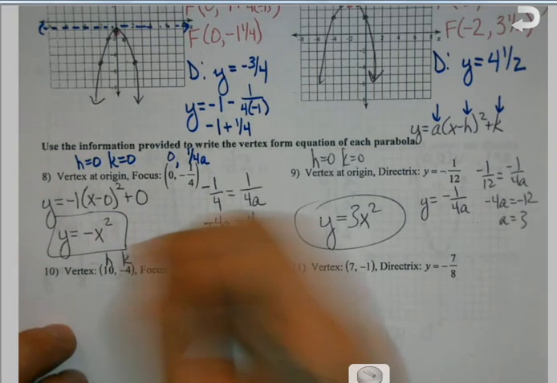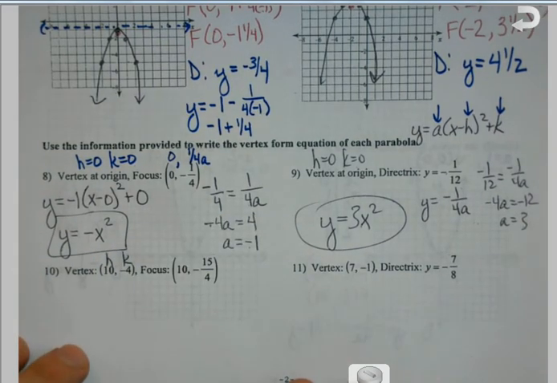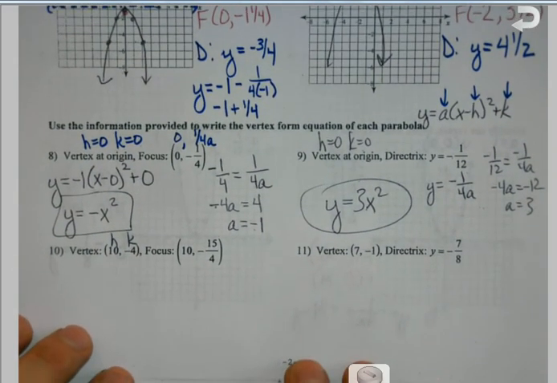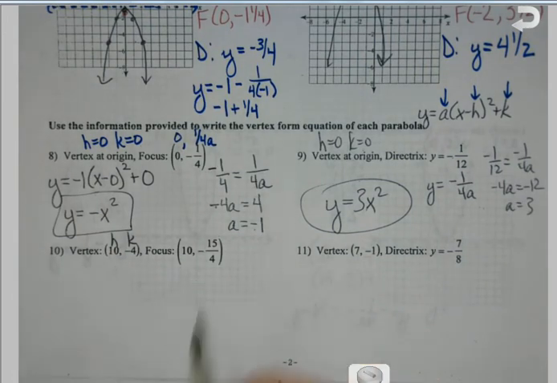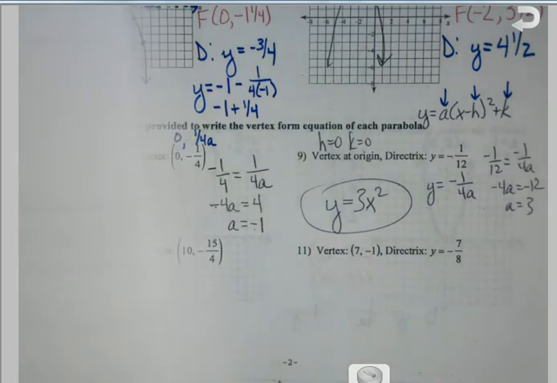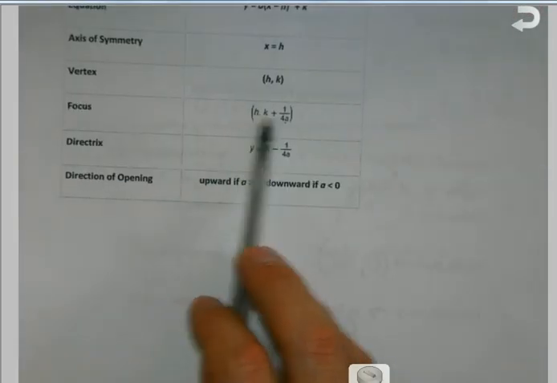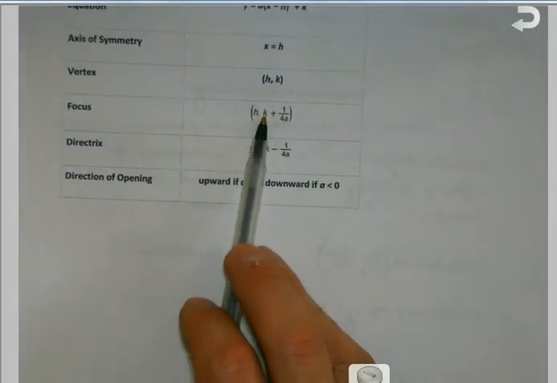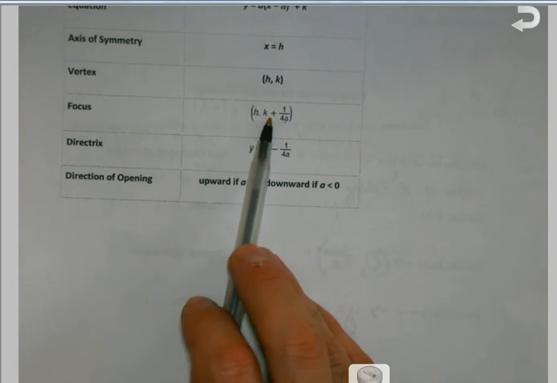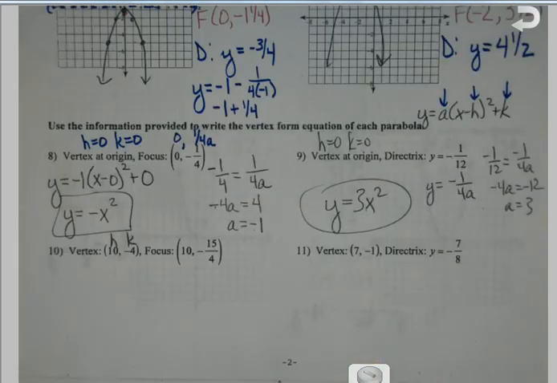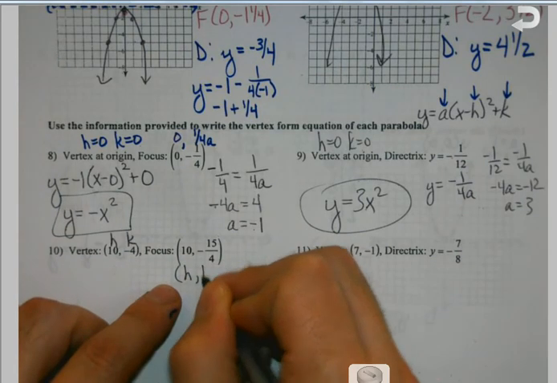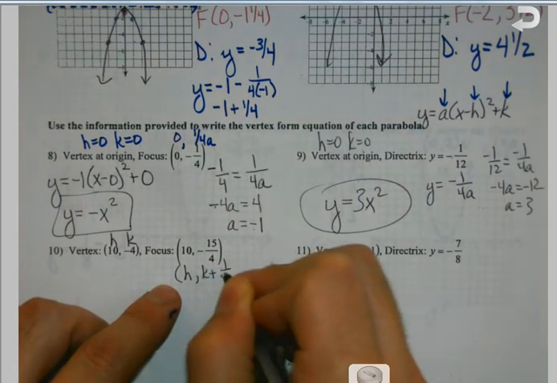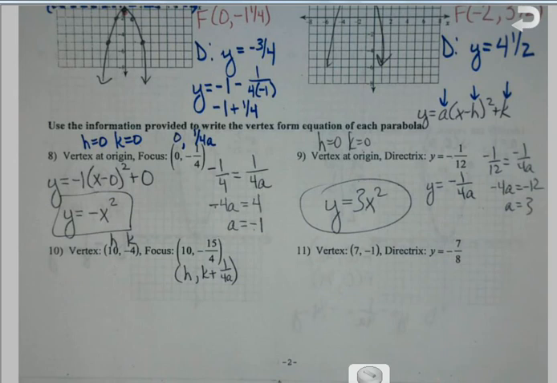Still have my h and my k, that's fine. But now my equation, I'm going to have a little more thinking to do, because again, my focus isn't going to be that 0 value anymore. My focus is going to change to what we were using up above, the h and the k plus 1 over 4a. So let's see how that compares to what we've got here. So we've got h, we've got k plus 1 over 4a.